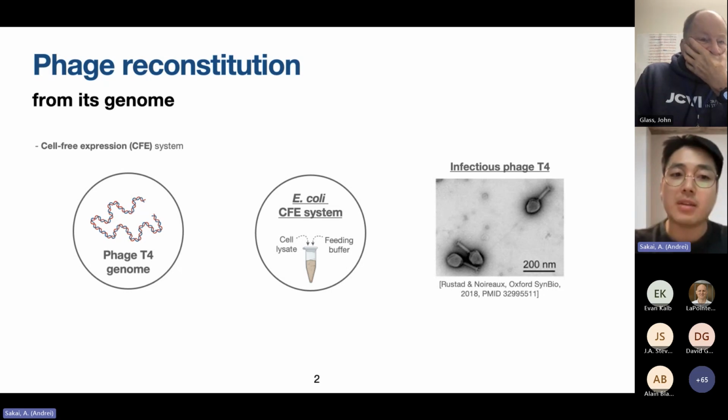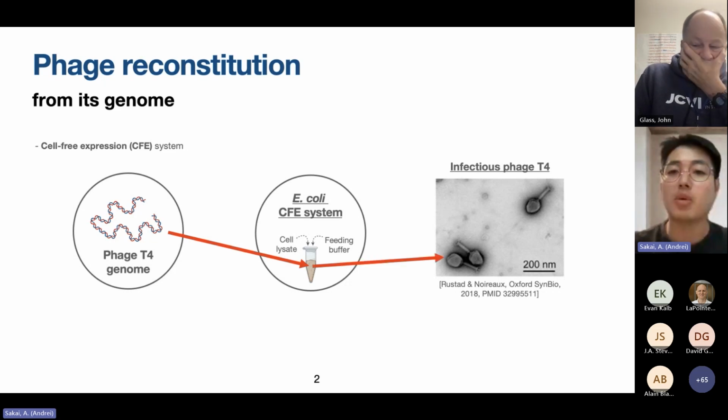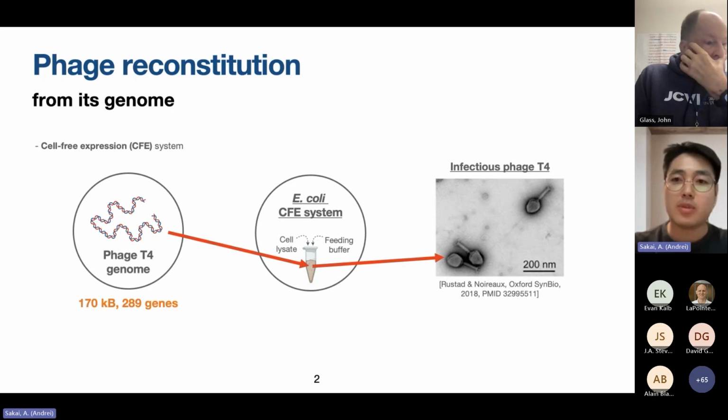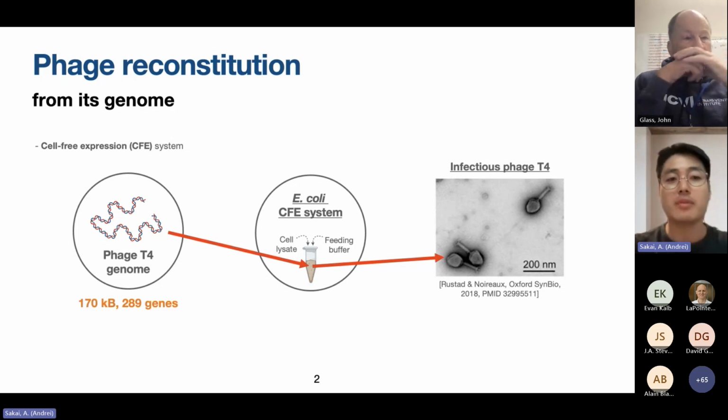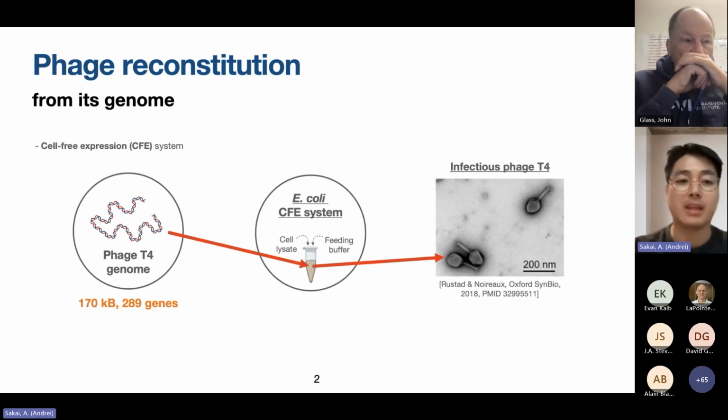And the way that he did it was by isolating phage T4 genome and adding that genome into an E. coli cell-free expression system. And then at the end, he observed the production of fully infectious phage T4. It's also important to note the size of the phage T4 genome is about 170 kb with 289 genes. So our idea is to make a similar protocol, but using syn3A genomes instead of phage T4.